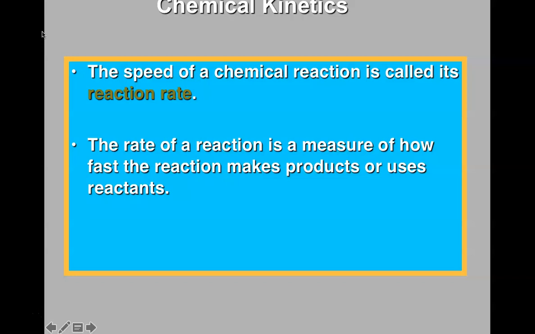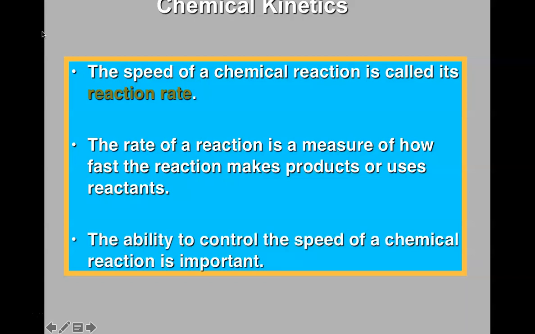Ultimately, though, the rate of a reaction is measured on how fast reactants make products or use reactants. So depending on what you're focusing on, you can get a little bit different data. But everything is related to everything else, which makes it easy in that sense.